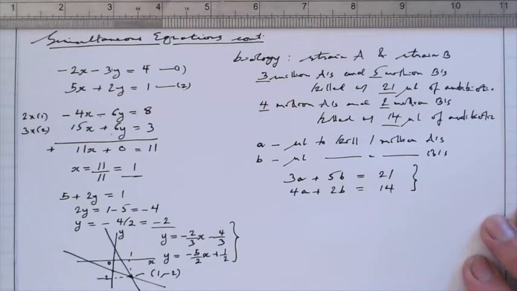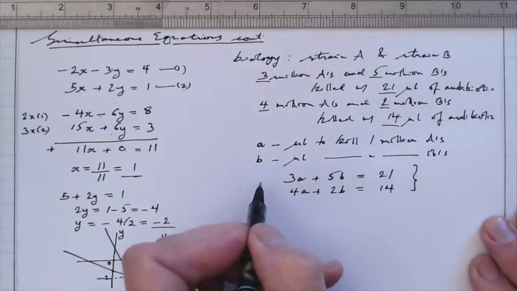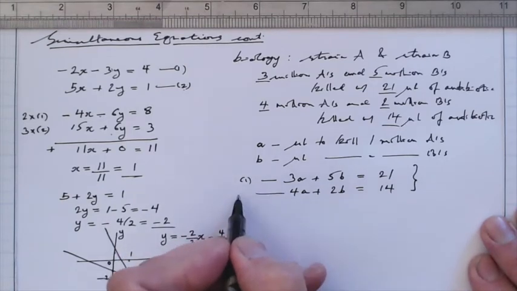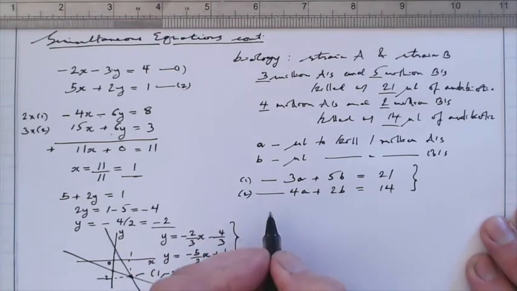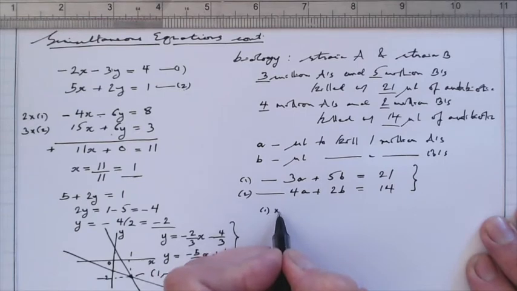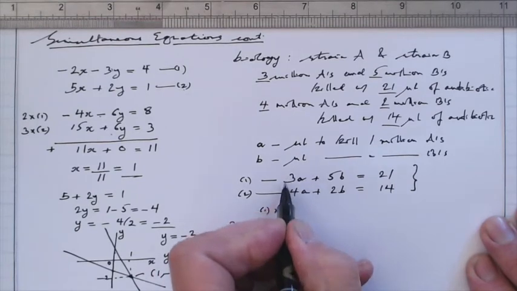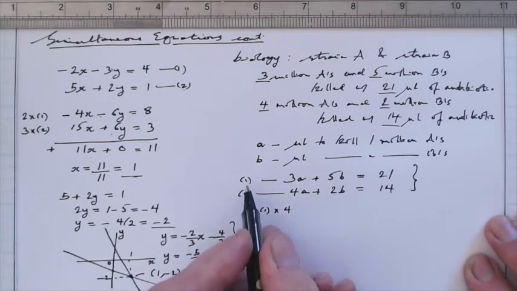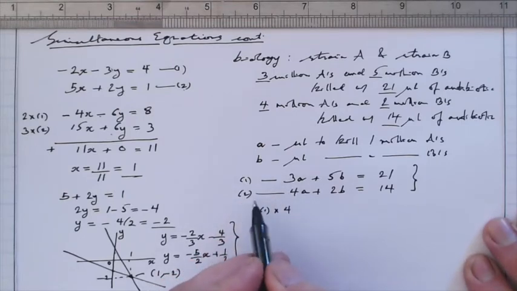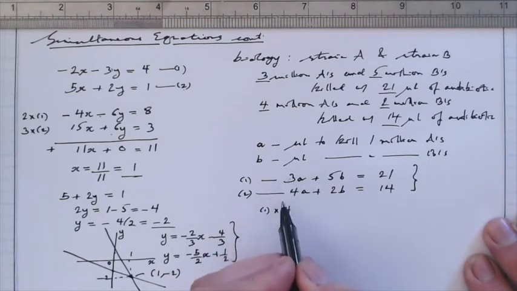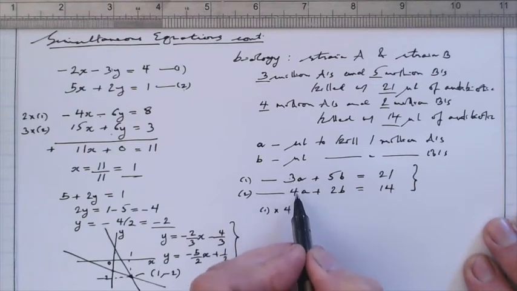And let's solve these. Let's call this equation 1 and equation 2. Let's multiply equation 1 by 4, say. So I'll try and make these terms the same this time. I'm going to multiply equation 1 by 4, and equation 2 by 3, and that will give me 12A in both equations, and I'll be able to solve them.